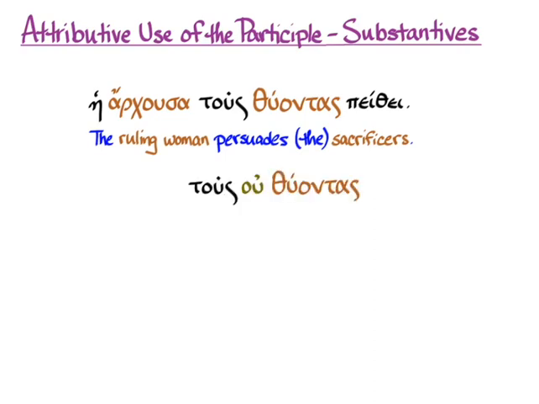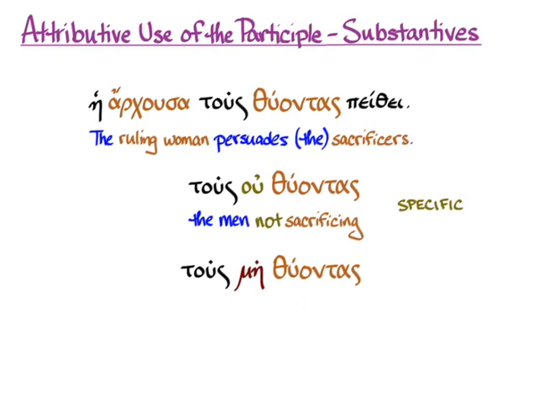Then, in the negative, if the object here were tous ou thuantas, it would have to be the men not sacrificing, the specific ones, those men we've been talking about, or the men who are over there doing that sacrificing. That's the specific use. With ou, you know it has to be the specific meaning. If it's got a me, tous me thuantas, it's still men not sacrificing, but it's generic. It could be the whole category, the whole class of men who don't sacrifice.